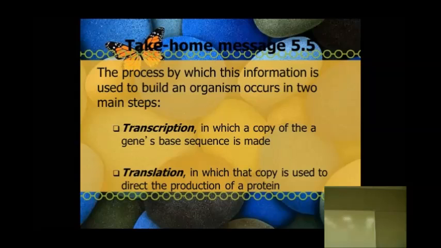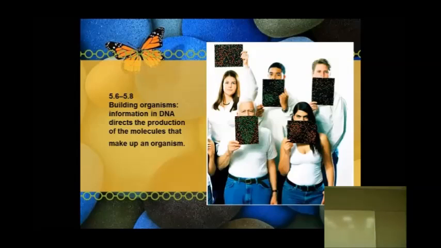So what I just said there: transcription is where the copy of the gene's base sequence is made, and translation is where the copy is used to actually direct the production of a protein. So those are the two main steps in getting from DNA to the final product, transcription and translation.